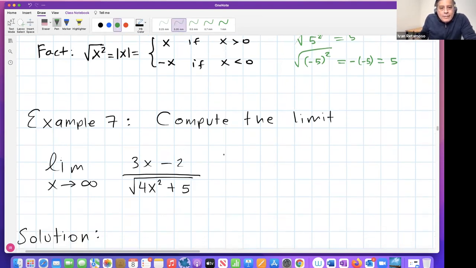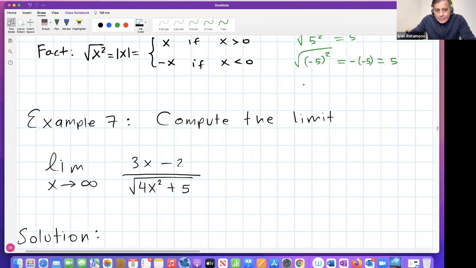All right, compute this limit: as x approaches positive infinity of (3x minus 2) divided by the square root of (4x squared plus 5). When I look at this, I know that x is positive, right? Because x is close to a huge number. x could be a million, a trillion, but positive because it's headed to positive infinity. So quickly I realized that I have to work with this part of the formula, okay? So we're going to do that.